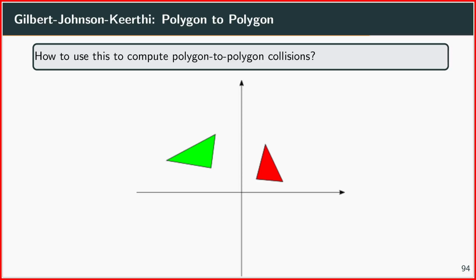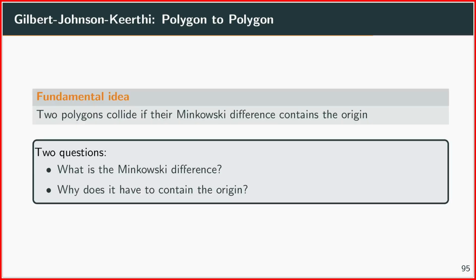And now the question is, how can we use this algorithm, which only computes point to polygon, for polygon to polygon collision checking? For that, I have a small animation here where we have a green triangle and a red triangle, and we want to know, are they actually in collision? The most important idea here is that we check if the Minkowski difference contains the origin. And of course, the two questions here are, what is the Minkowski difference, and why does it have to contain the origin?